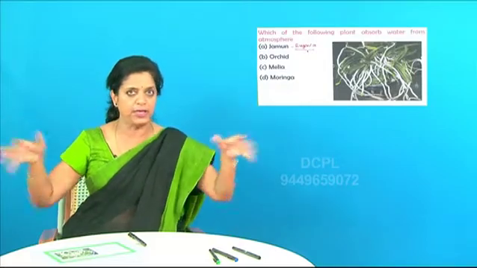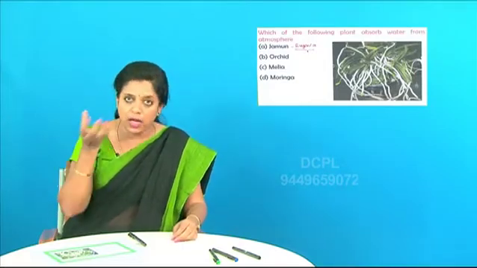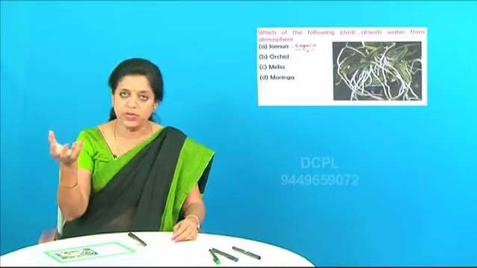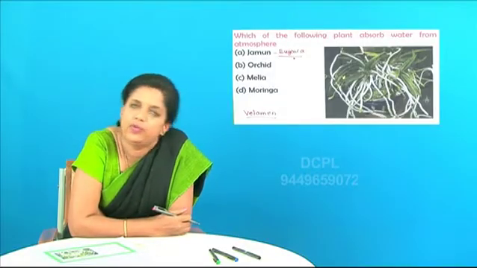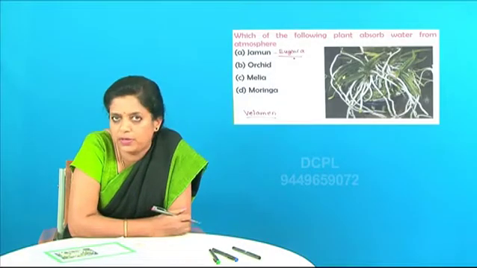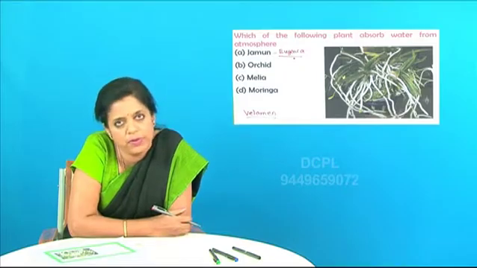They hang freely in air, and whatever amount of water is there in the atmosphere they will absorb, and that is enough for the small orchid. Therefore, these are called the hanging roots. And there is some speciality of these roots, they contain something called velamen tissue, right. Wherever you think of orchid you have to remember velamen tissue.